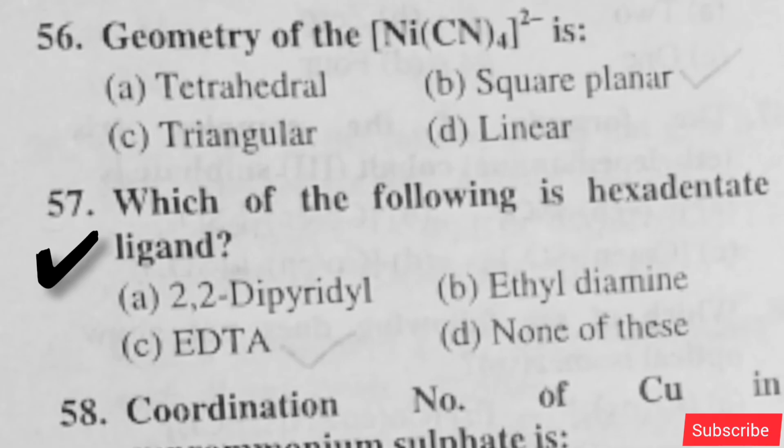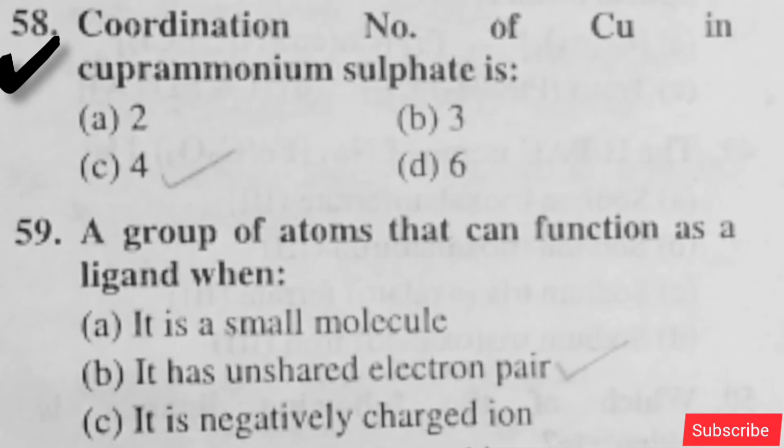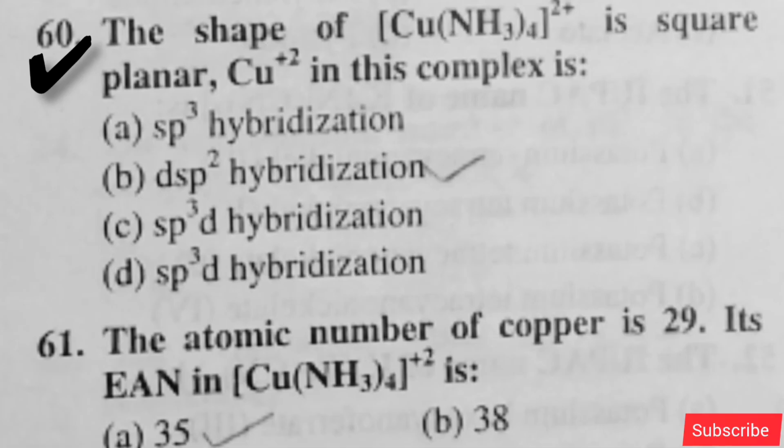Question 57: which of the following is hexadentate ligand. Option C is right. Question 58: coordination number of Cu in copper ammonium sulfate is option C is right. Question 59: a group of atoms that can function as a ligand when. Option B is right. Question 60: the shape of [Cu(NH3)4]2+ is square planar.